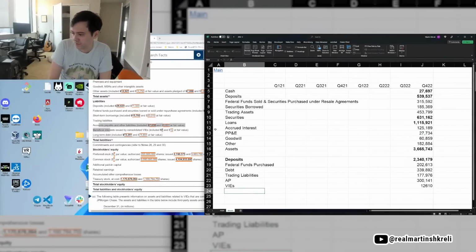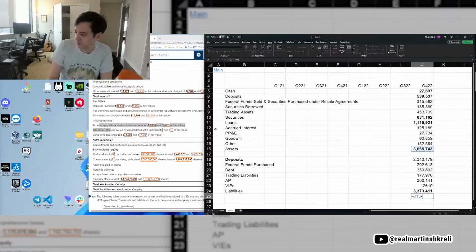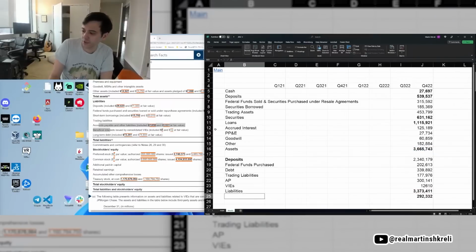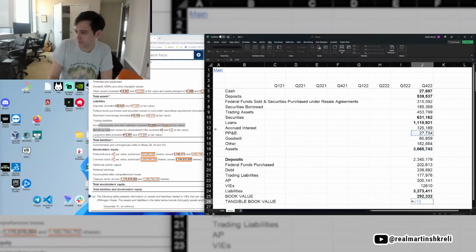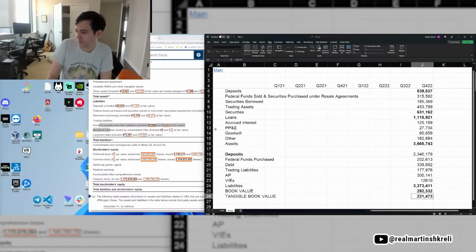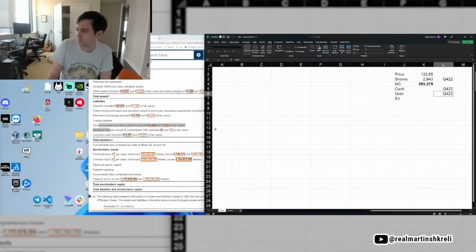And that's it. We have total liabilities of 3.3 billion. So the book value of JP Morgan is 292 billion. And if we reduce that by goodwill, the tangible book value is 231 billion. But the market value of JP Morgan is 393 billion.